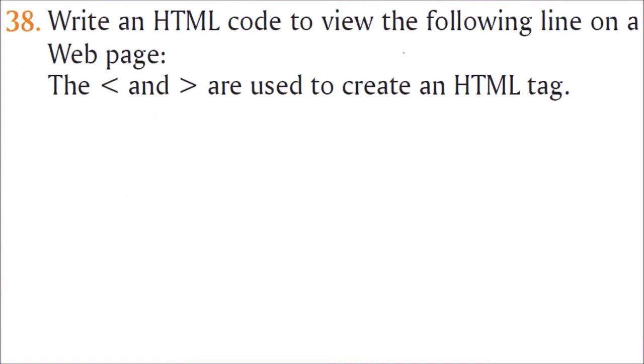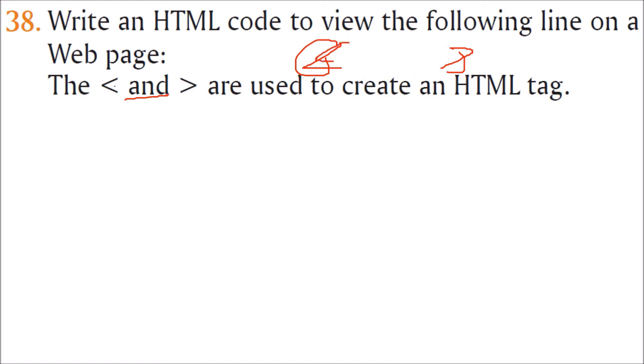Write an HTML code to view the following line on a web page. So the question or the practical example is given for a specific reason. The reason is these are reserved for HTML. The web browser knows only that something is coming inside. So these are actually the tags, used for tags. So you cannot use them. So how to print this in your web page?